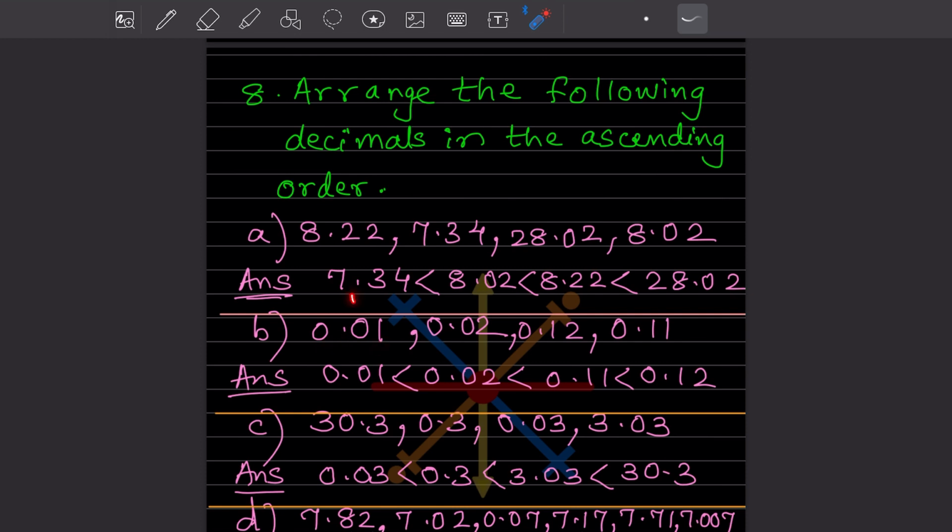Now here, definitely this is going to be the smaller. Second is going to be 0.02, and then it will be 0.11 and then 0.12. You can later on look at the solution. So hope you got this one.